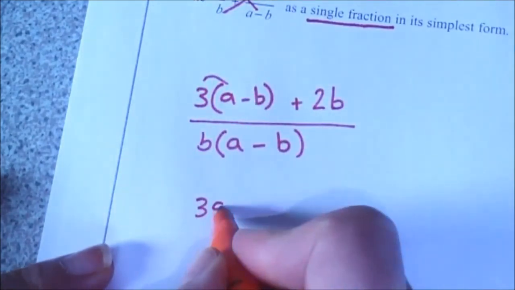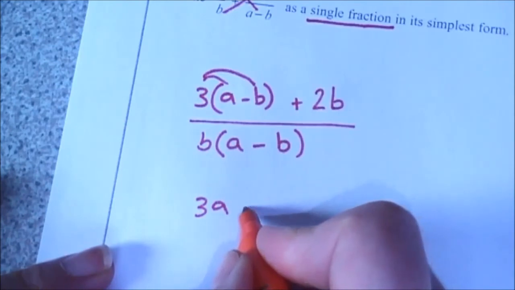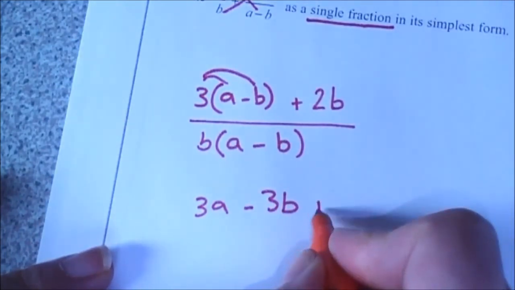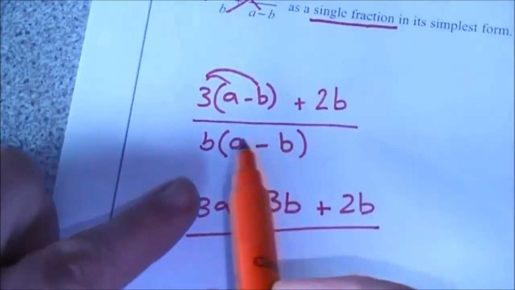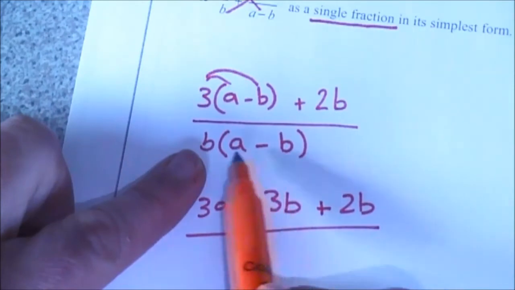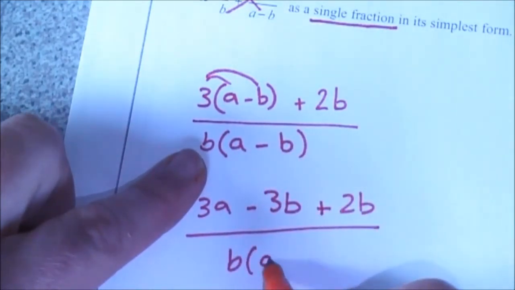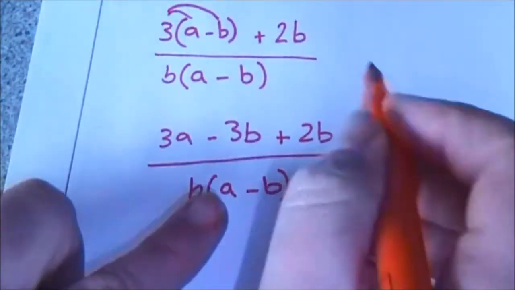So I can expand this bracket. 3 times a is 3a. 3 times negative b is negative 3b. And then I've got that plus 2b on the end. And that's all over b, open bracket, a minus b. I'm not going to bother expanding that out. I'm just going to leave it as it is. There's nothing wrong with expanding it, but I don't need to.